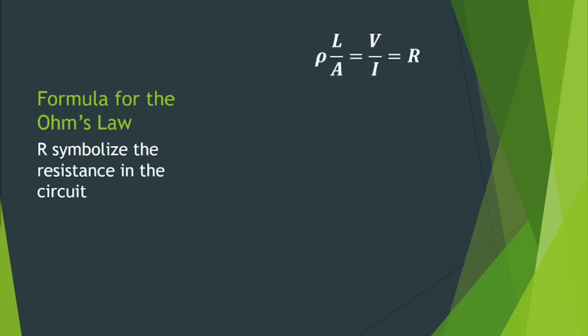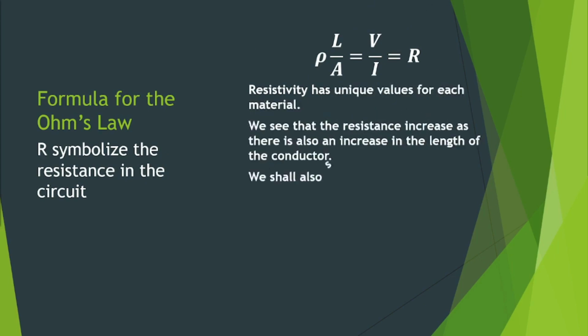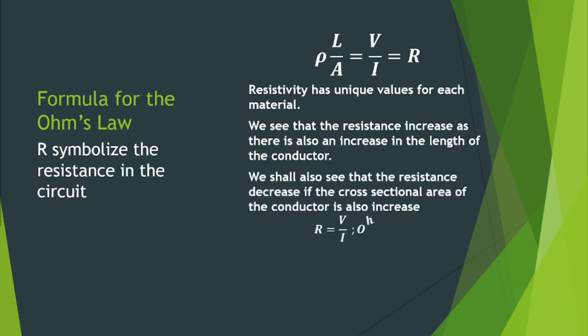Resistivity ρ has unique values for each material. We see that the resistance increases as there is also an increase in the length of the conductor. We shall also see that the resistance decreases if the cross-sectional area of the conductor is increased. The formula for Ohm's law is resistance R is equal to V over I.